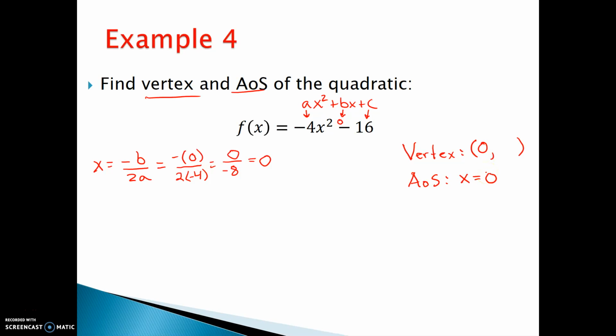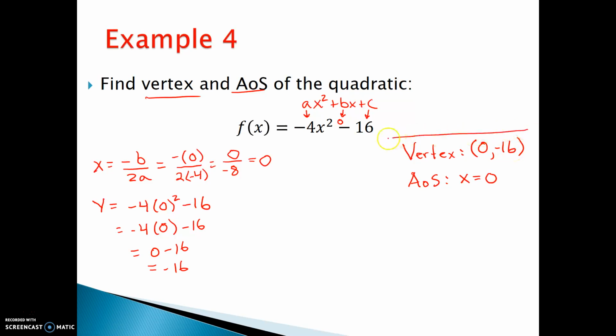All right, so I'll do the work real quick for the y value. I put in 0, right? We see right here, 0 to the second power is just 0. And 0 times -4 is just going to be 0. 0 minus 16 is -16, which is kind of cool. Whenever you have your b missing, it makes your life a little bit easier because a lot of things will end up canceling out. So here's my y value. My vertex is sitting at 0, -16. My axis of symmetry is x equals 0.